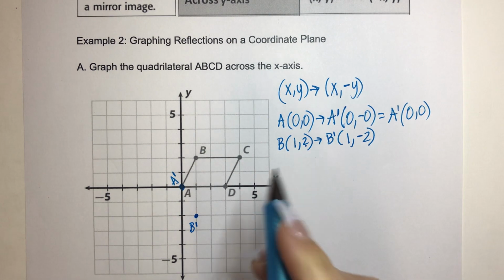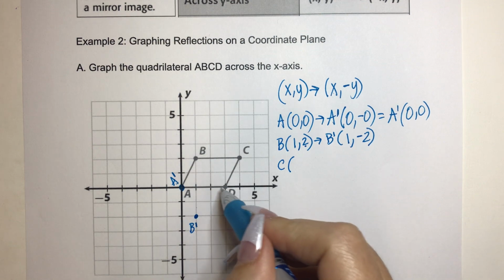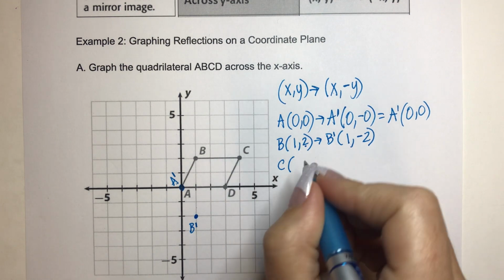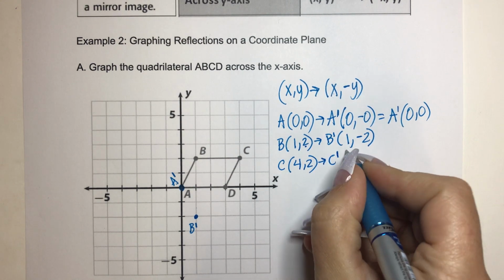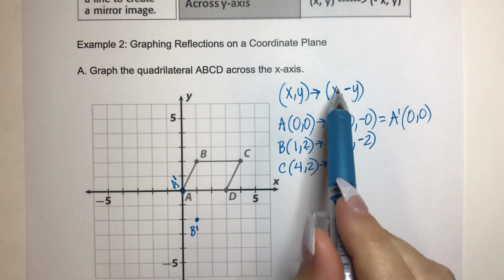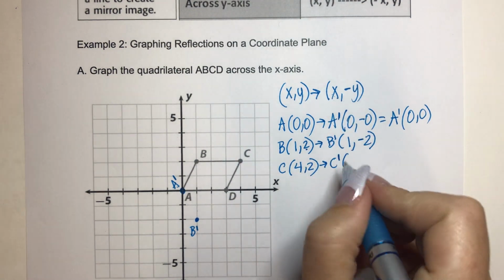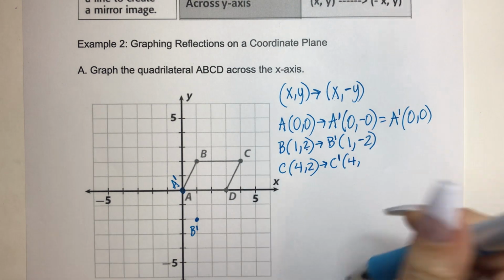Perfect. Okay, then let's do C. So the ordered pair for C is 1, 2, 3, 4, up 2. 4, 2, and we're going to reflect it. It's going to be C prime once we do that reflection transformation. And the x remains the same. And then the y becomes -2.